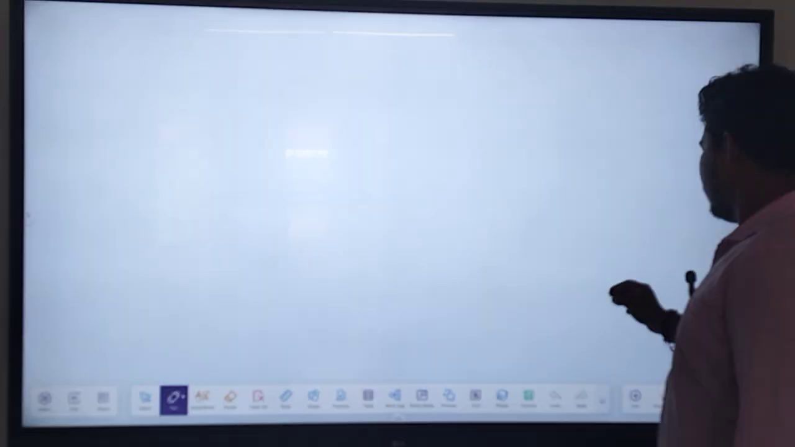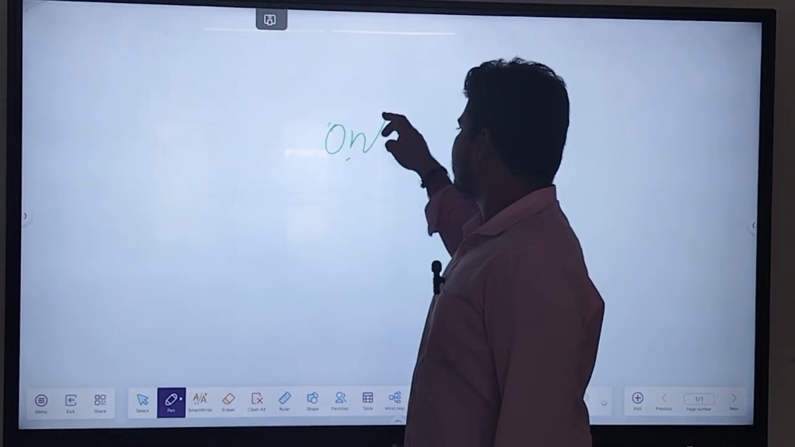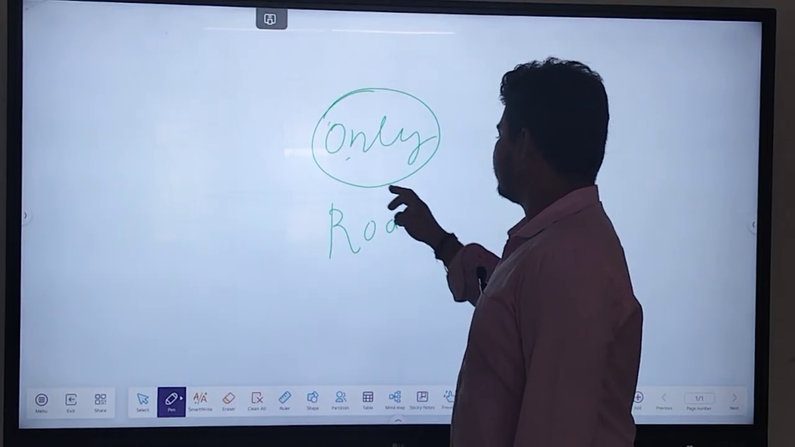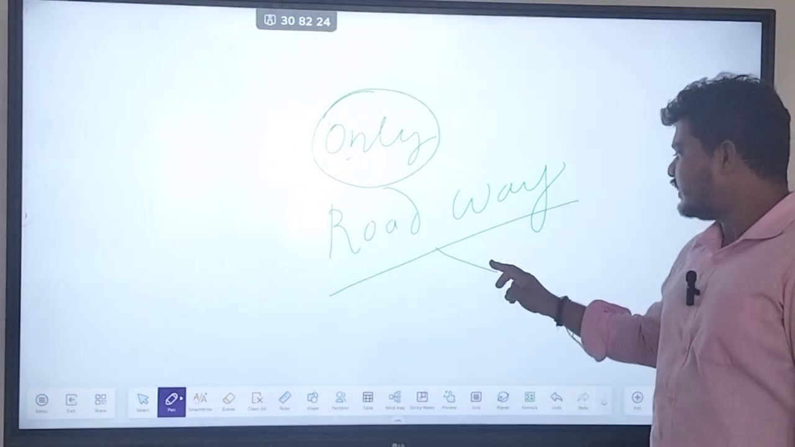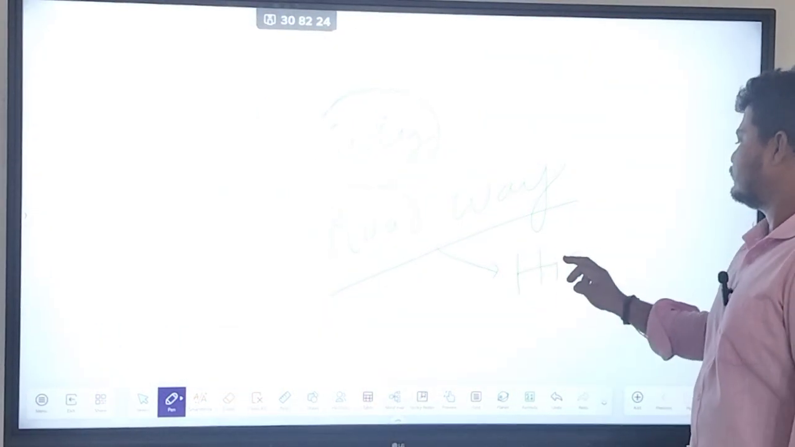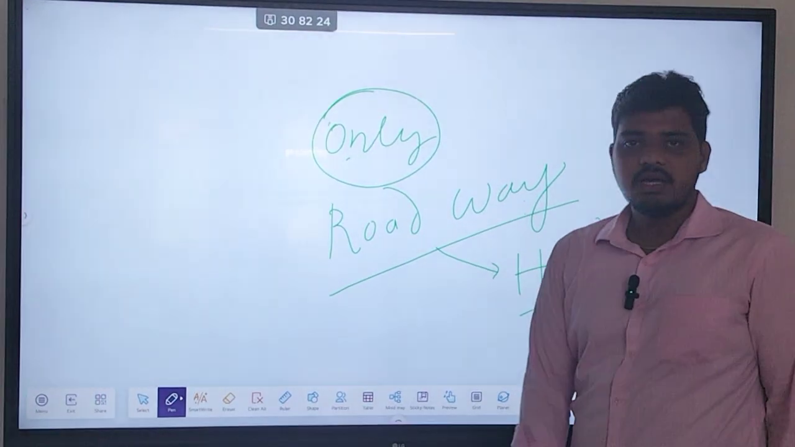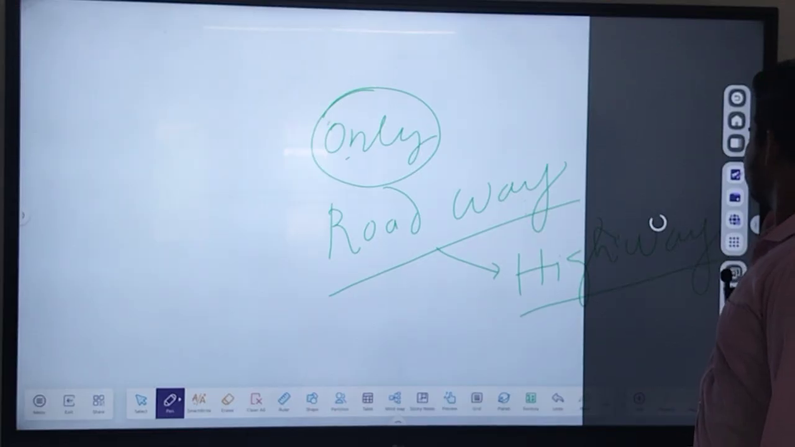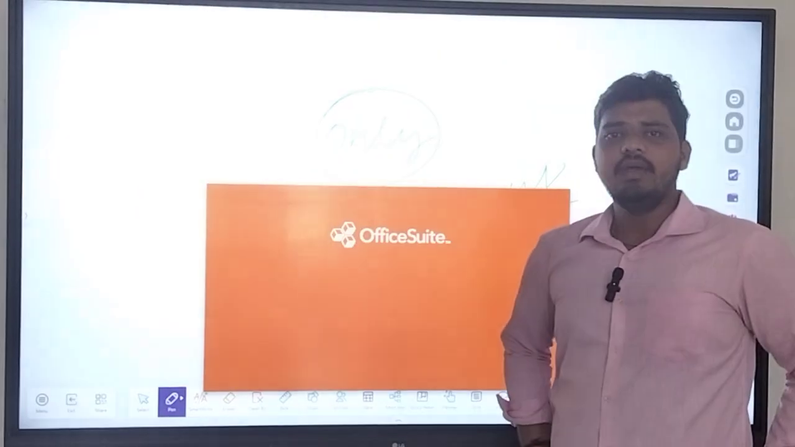In highway engineering, we will study only roadway. In roadway, only study highway. So this is the introduction class. So we will study the highway engineering.